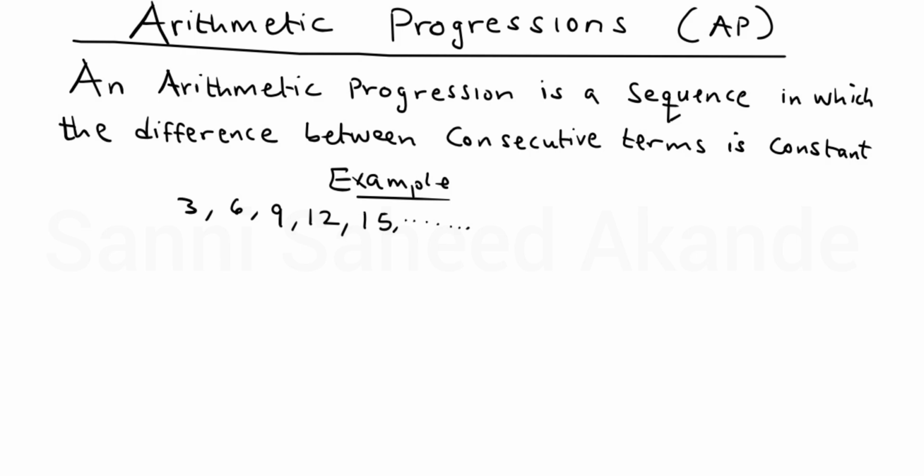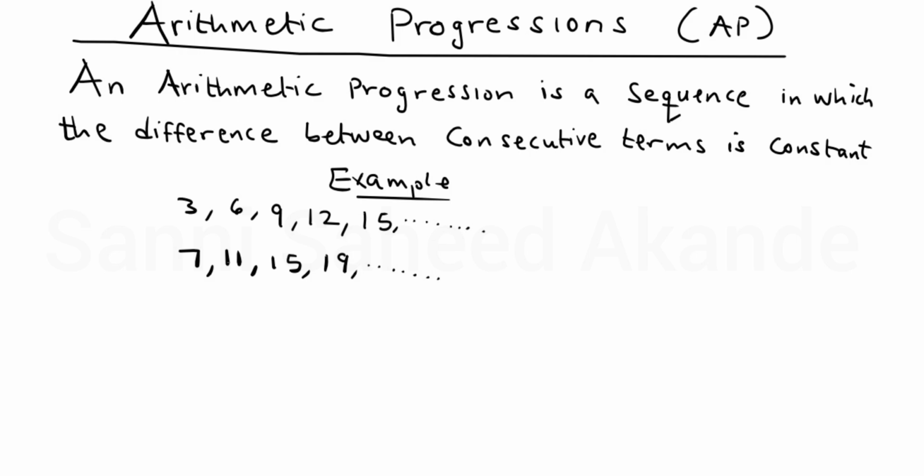12 minus 9 is 3. Just find the common differences among the terms. You will discover that we have a constant difference between them. Is that understood? Okay, so this is another example of AP: 7, 11, 15, and then 19 and so on. All right, so these are samples of arithmetic progression. We have discussed this in our previous video. All right, so now let's continue.